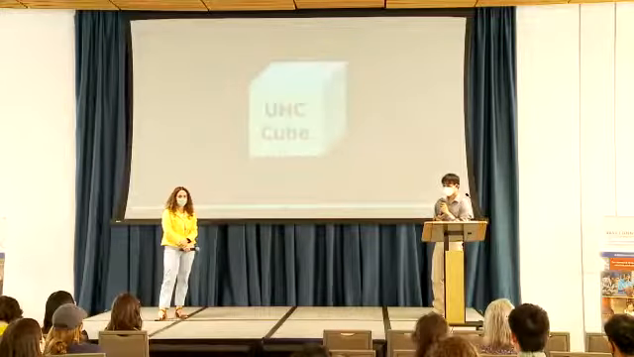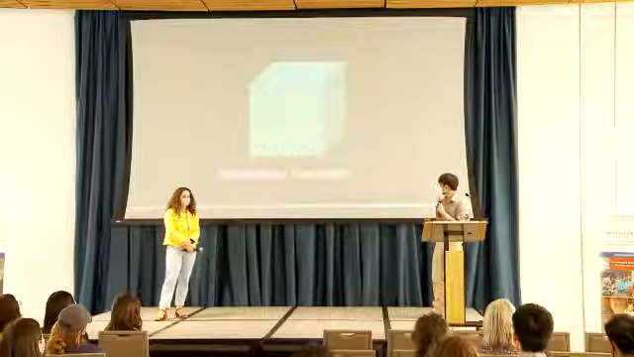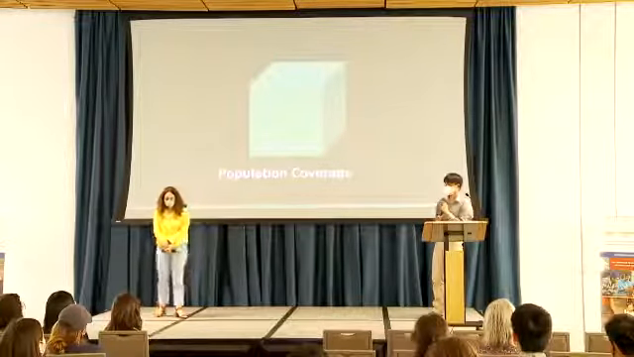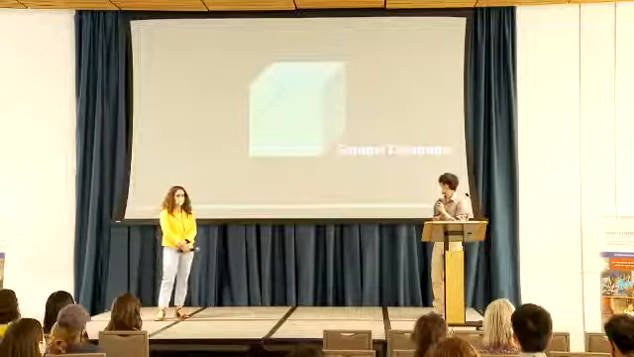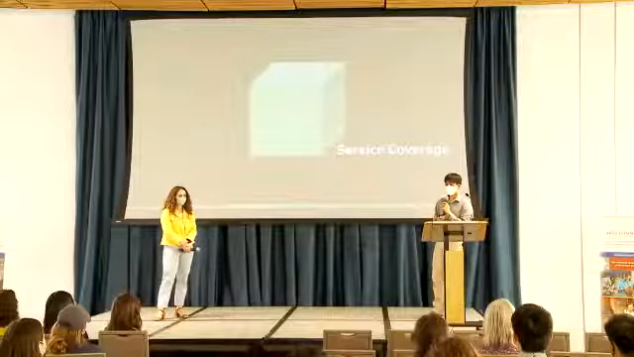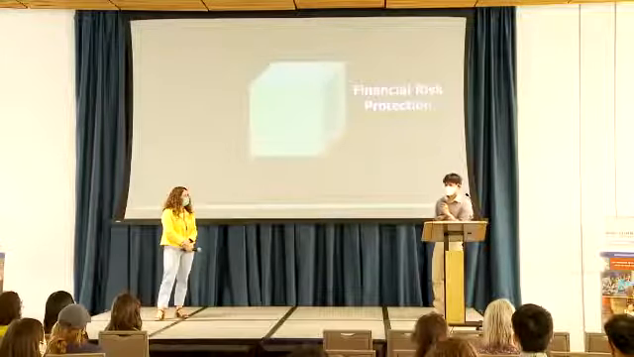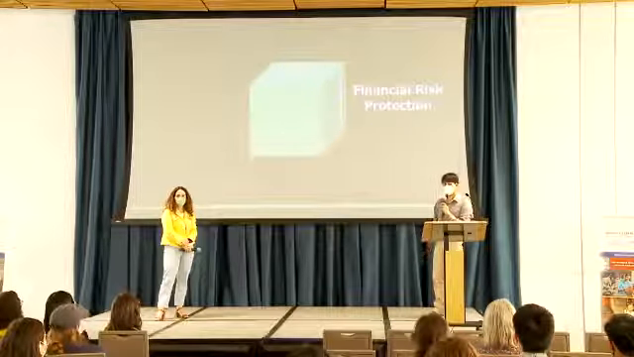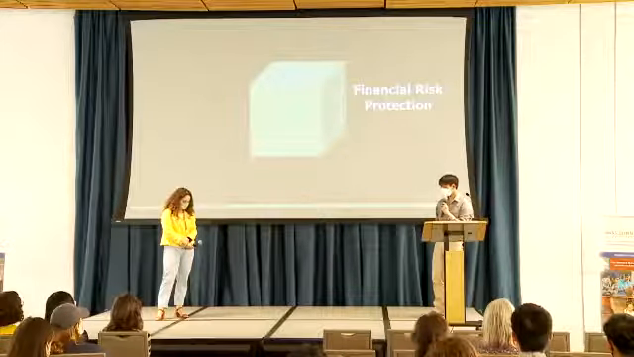We can conceptualize UHC as a cube with three key dimensions. First, we have population coverage. Which groups of people should we prioritize? Next, we have service coverage. Which health services should be covered? Lastly, we have financial risk protection. Essentially, what this dimension looks at is how much of the health costs are covered and how much in turn we as individuals would have to pay out of pocket.